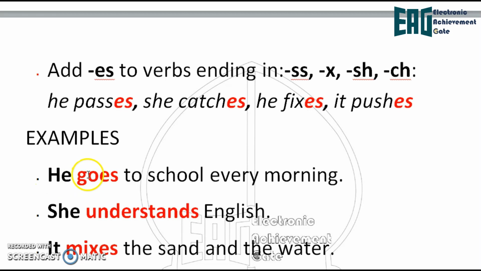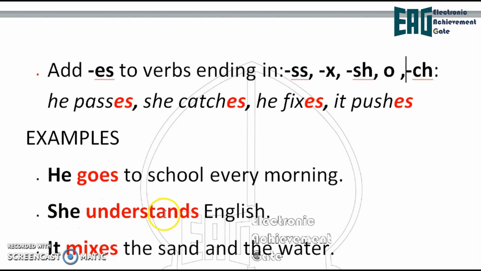Examples: He goes to school every morning. He is the subject. It's singular. Goes, we add es. Why do we add es? Because it's ending in o. It's ending with o, so we add es.